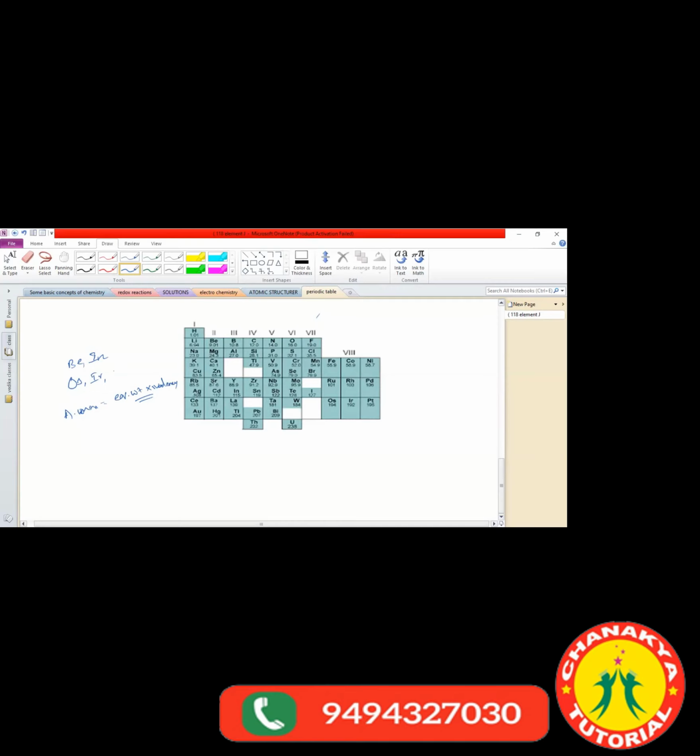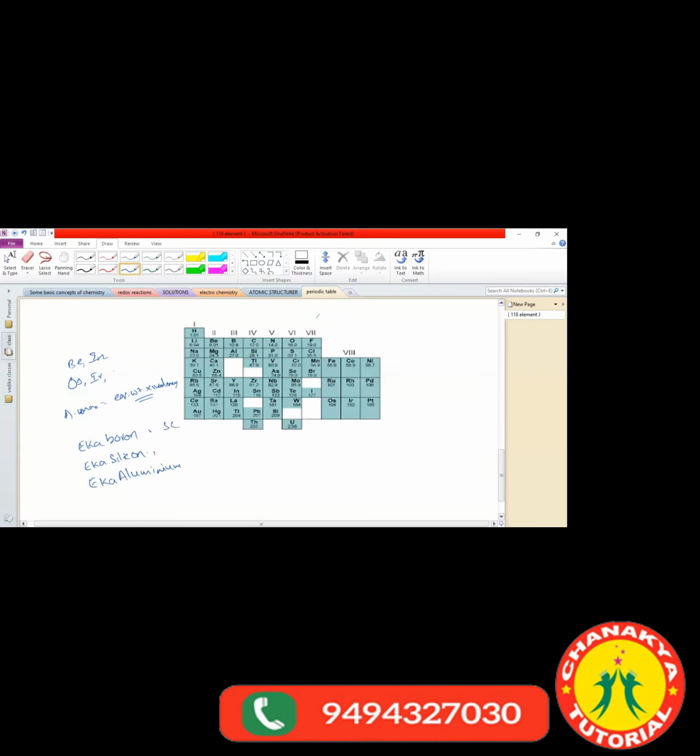For each one, he gave some names. What are the names he gave here? Eka boron, Eka silicon, and Eka aluminium. So he used to call it Eka boron. The present name of Eka boron is scandium.